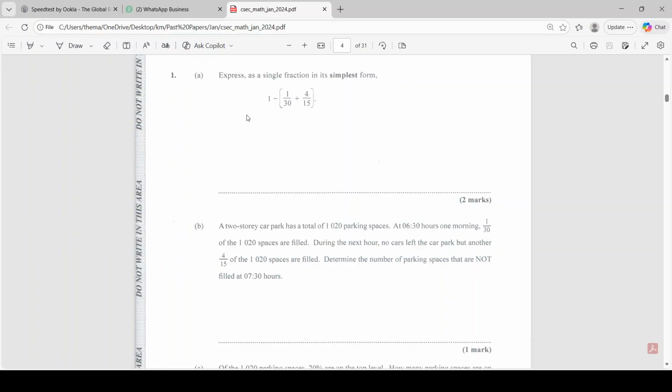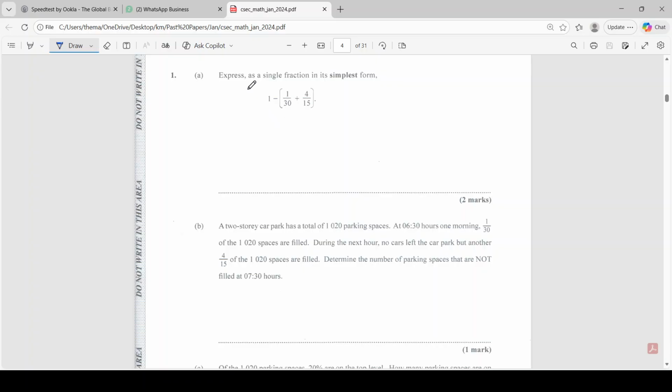Okay, so let's look at the solution for January 2024, question 1. First question here: express as a single fraction in its simplest form, 1 minus open bracket 1 over 30 plus 4 over 15 close bracket.